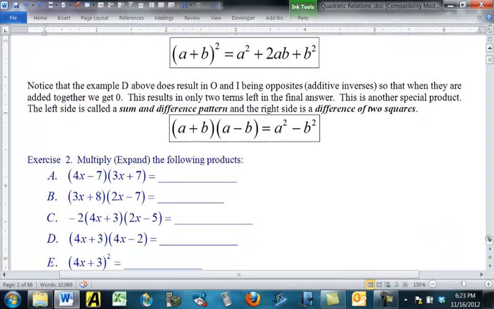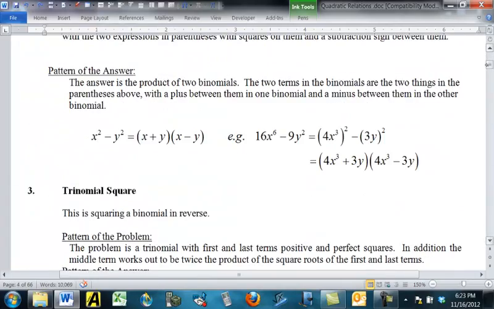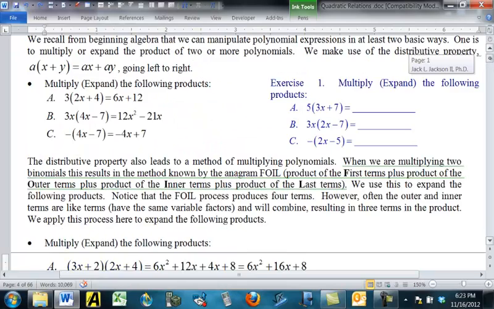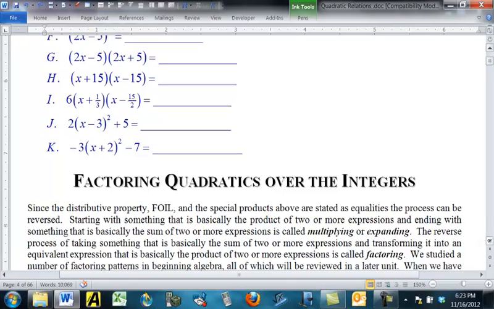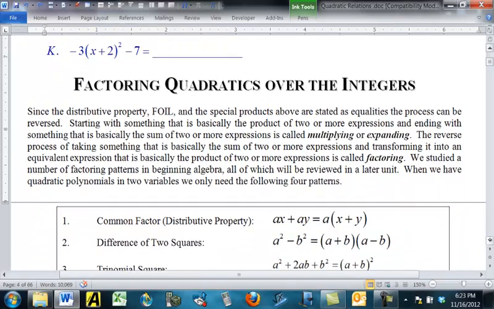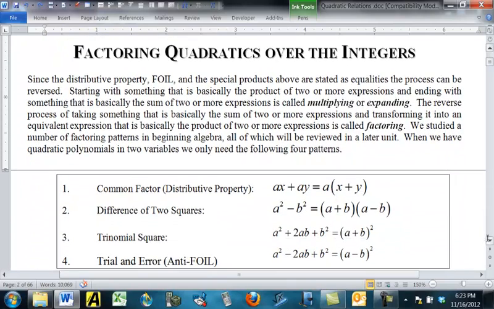So here are some practice problems to practice multiplying out. And notice again, this algorithm is really just the same algorithm we use for multiplying two-digit numbers. Now what about factoring? Well, we can factor quadratics over the integers. This goes backwards from multiplying out. So it's exactly backwards from what we were just doing.